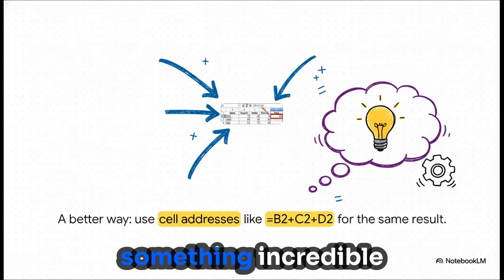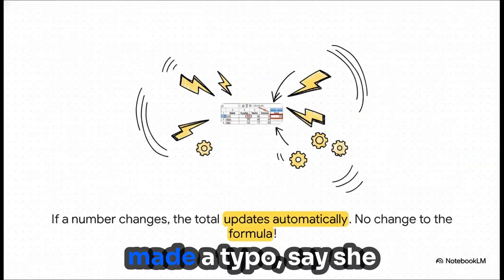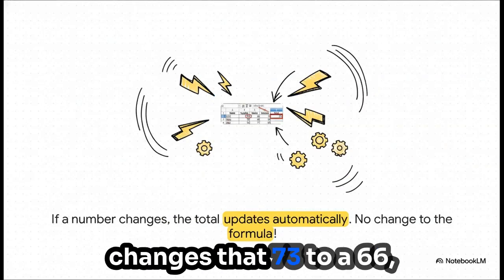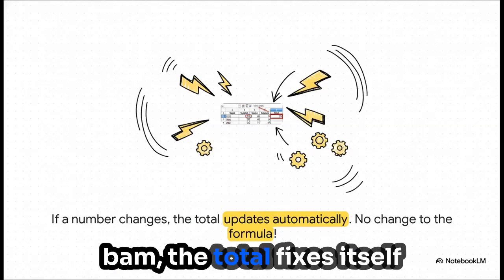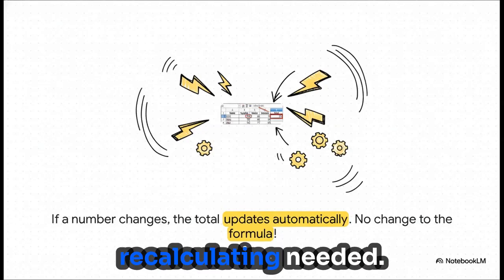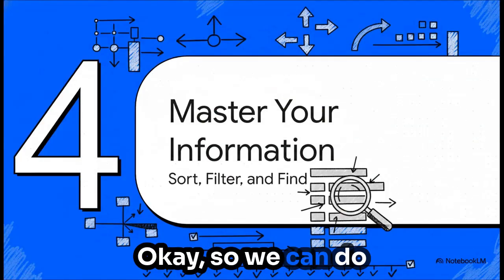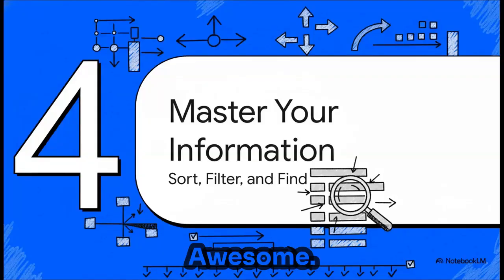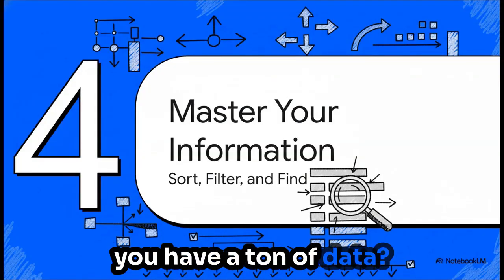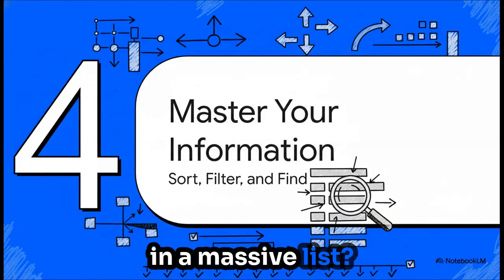But under the hood, something incredible has just happened. Because now, if Ms. Sharma realizes she made a typo, say she changes that 73 to a 66, bam, the total fixes itself, instantly, automatically. No erasing, no recalculating needed. That is the superpower of a spreadsheet. Okay, so we can do math in a flash. Awesome. But what happens when you have a ton of data? How do you actually find the important stuff, the key insights, in a massive list?